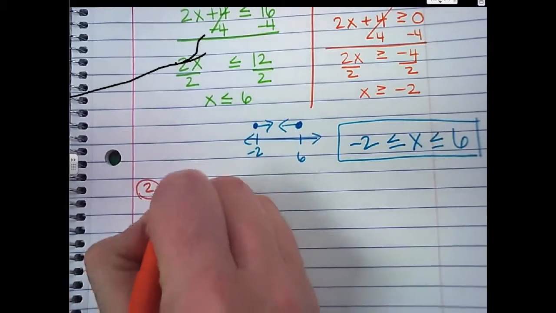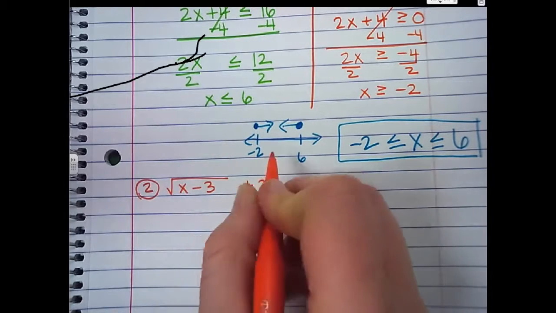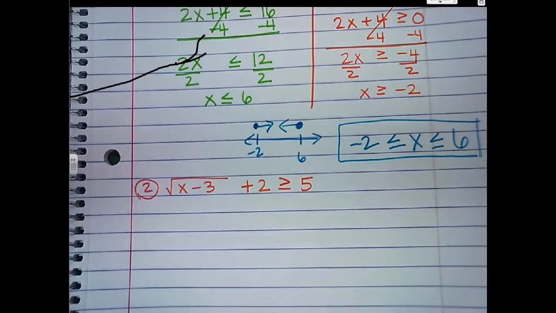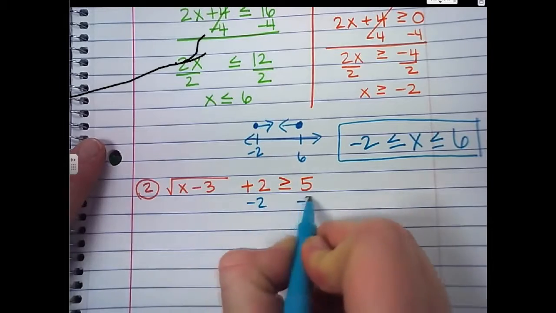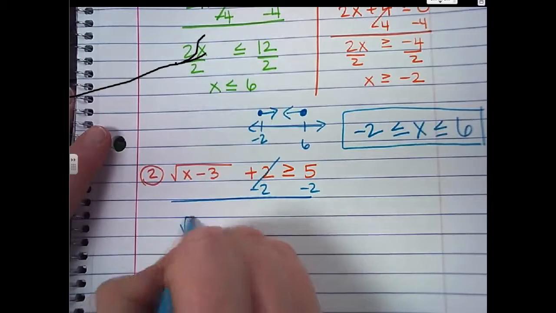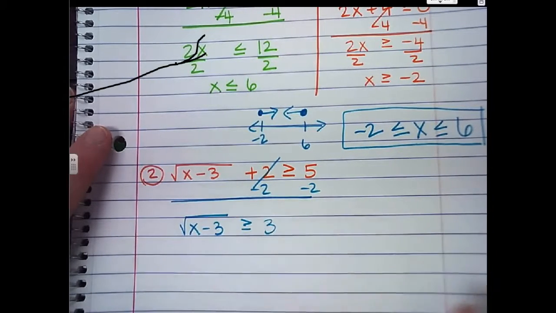Okay, let's try another one. Square root x minus 3 plus 2 is greater than or equal to 5. What would you do first on this one? Subtract the 2. Yeah, you want to get the radical by itself. So subtract the 2. So square root x minus 3 is greater than or equal to 3.